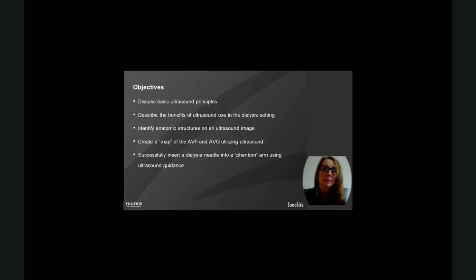Our objectives today will be to discuss the basic ultrasound principles. I'll describe the benefits of ultrasound for the dialysis setting. I'll identify some anatomic structures that we'll see on the ultrasound image, particularly when we're scanning arteriovenous fistulas and grafts. We'll look at how to create a map of the arteriovenous fistulas and grafts utilising the ultrasound, and look at how we can successfully insert a dialysis needle into a phantom arm using ultrasound guidance.